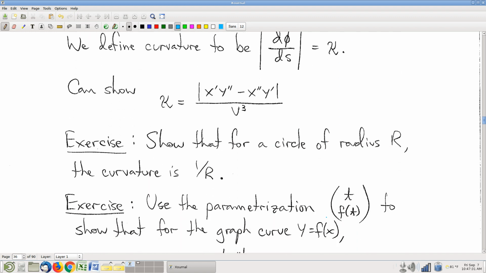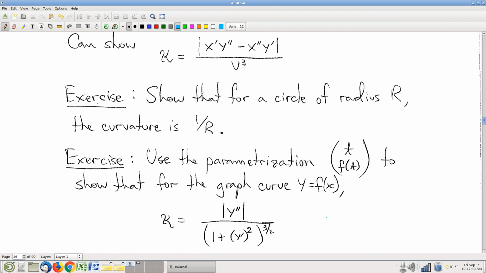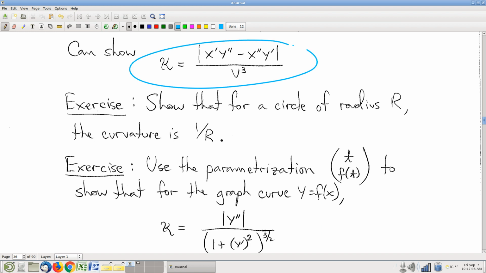So here's some true facts. We're not going to derive this in this course, but it is derived in the book. If you want to read that, you can. It's a bunch of details. It's kind of cool, but it's not what we as a course want to focus on. But if you parameterize a curve, this formula, where all these derivatives are derivatives with respect to t, will compute curvature for you.